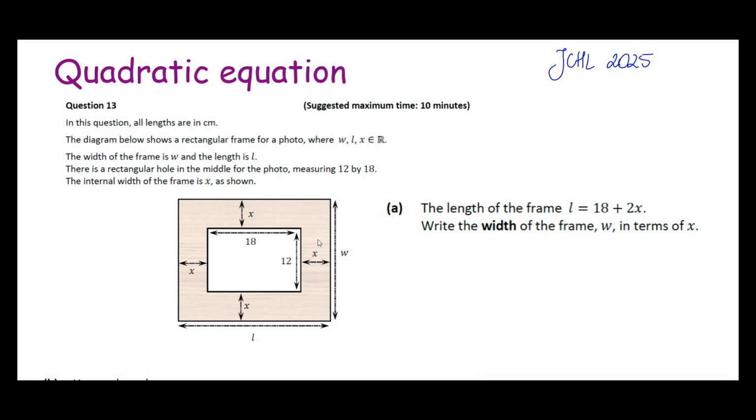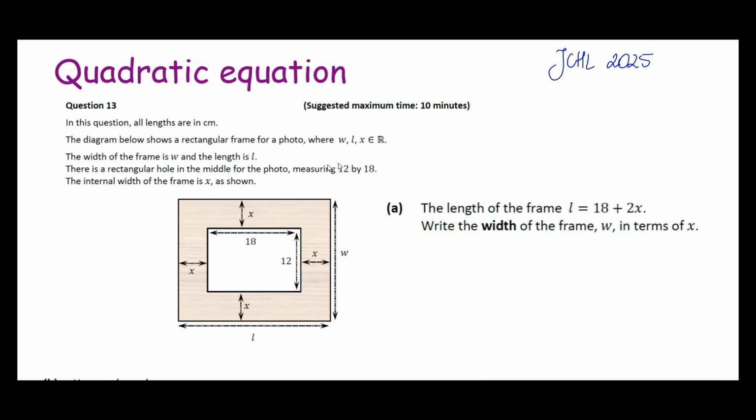We've all seen a photo frame, we understand there is a frame around, and then inside there is a place for the photo. And we know that the length of that frame itself can be smaller or bigger, depending on the frame. They are telling us that the values of W and L, and x, belong to R, meaning any number can be W, L and x. The width of the frame is W and the length is L. There is a rectangular hole in the middle for the photo, as we've seen in any photo frame.